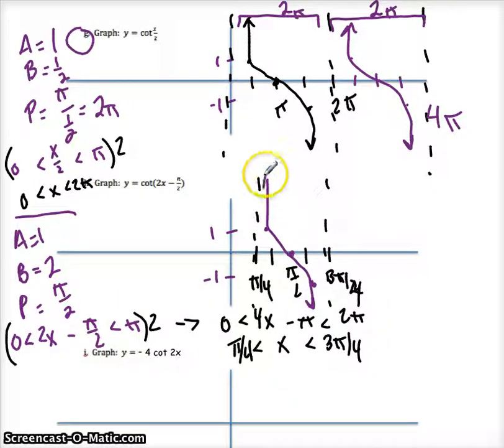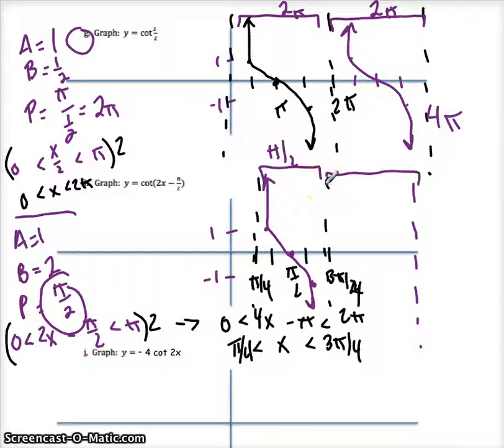Again, if you are going to draw a second period, your asymptotes should be equidistant radians apart. For our period of pi over 2, the distance between the first pair of asymptotes is pi over 2, and that should also be the same distance between the second pair. So 3 pi over 4 plus pi over 2 is 3 pi over 4 plus 2 pi over 4, or 5 pi over 4.